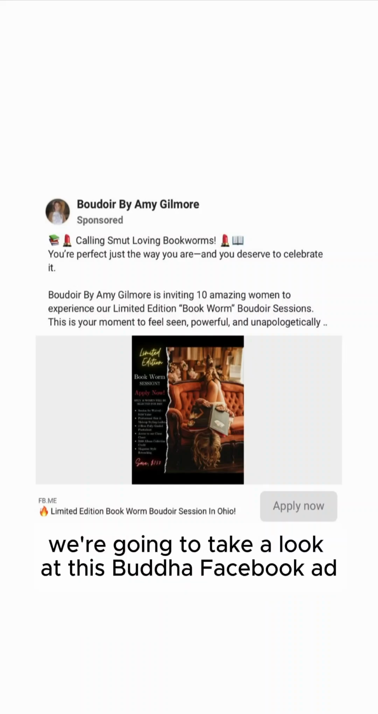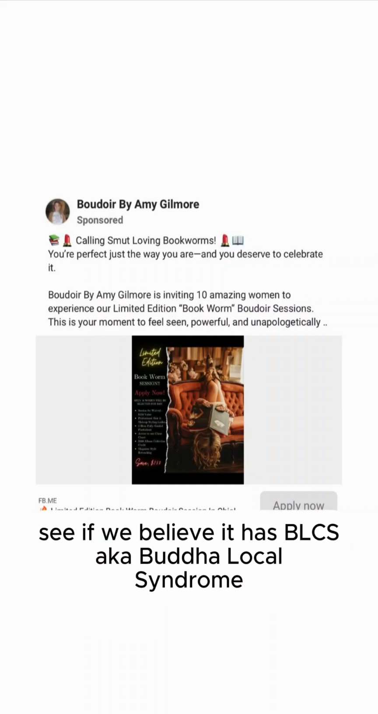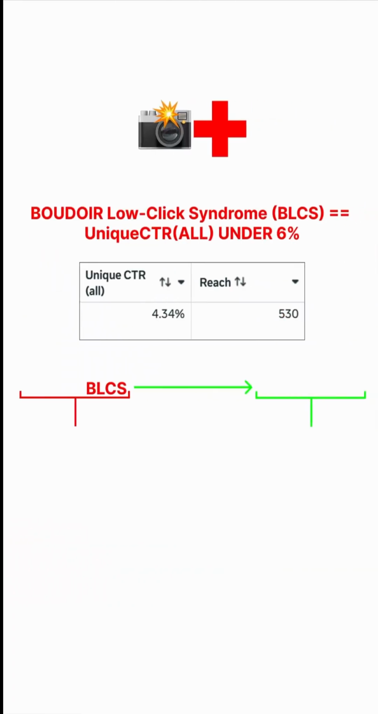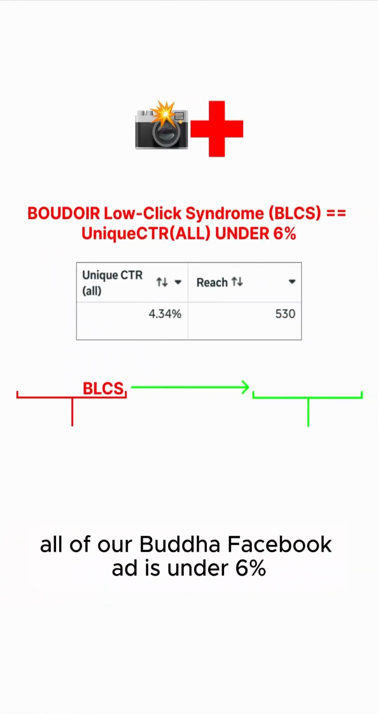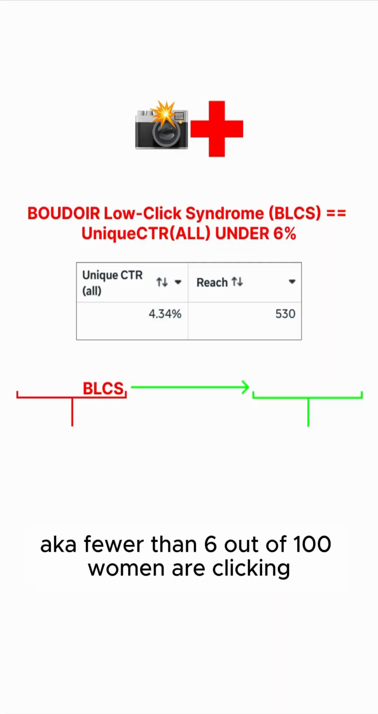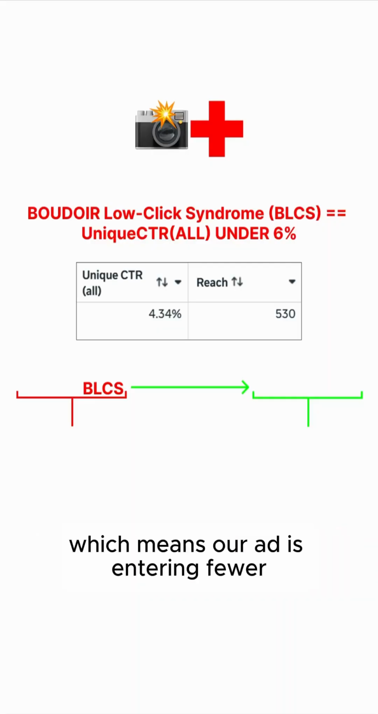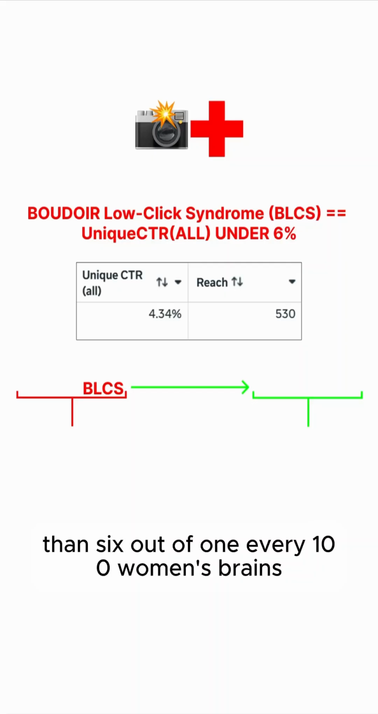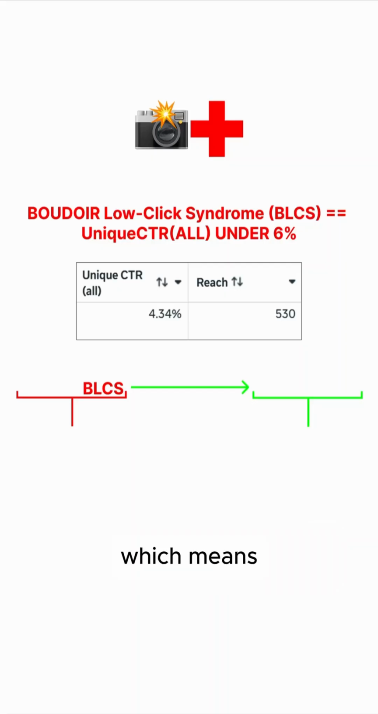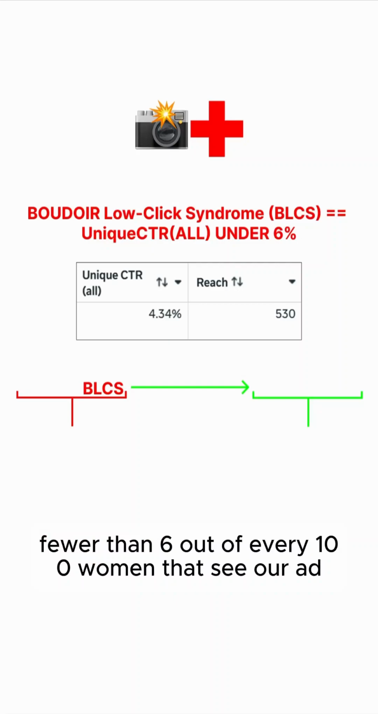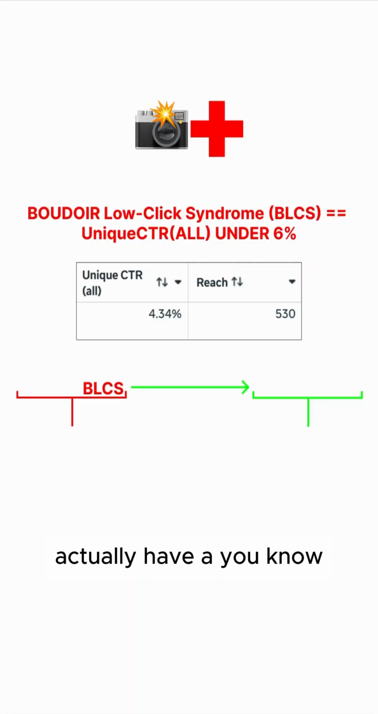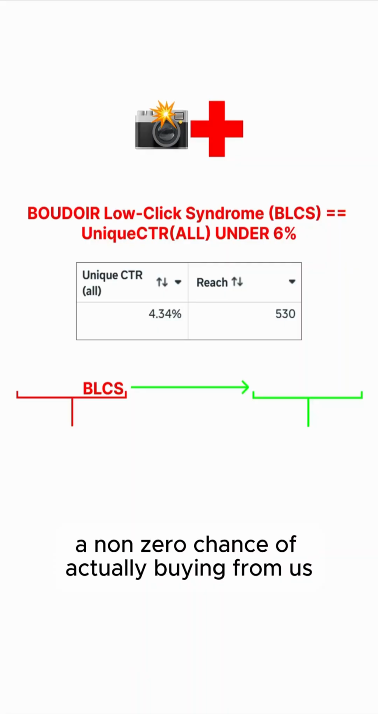All right, we're going to take a look at this Boudoir Facebook ad, diagnose it, see if we believe it has BLCS, aka Boudoir low click syndrome. BLCS is when the unique CTR of our Boudoir Facebook ad is under 6%, aka fewer than 6 out of 100 women are clicking somewhere on our ad, which means our ad is entering fewer than 6 out of every 100 women's brains, which means fewer than 6 out of every 100 women that see our ad actually have a non-zero chance of buying from us.